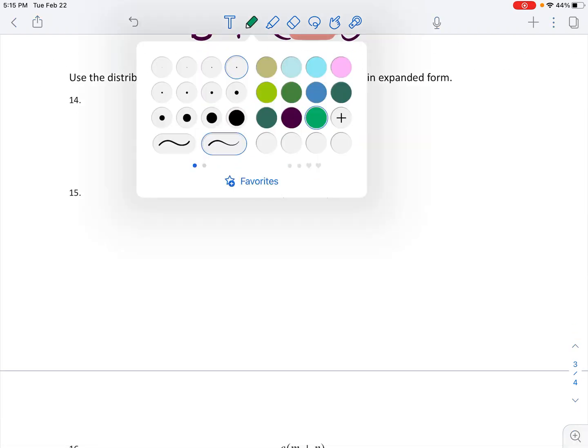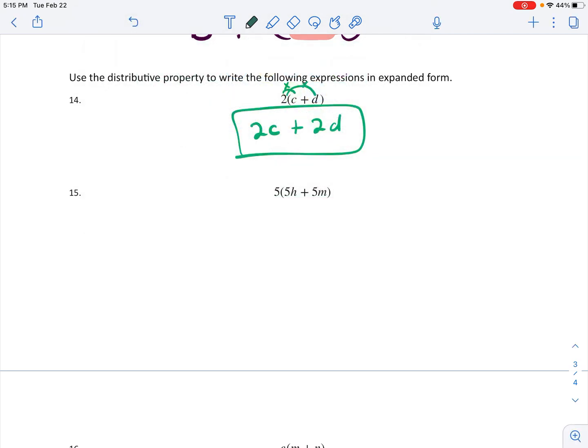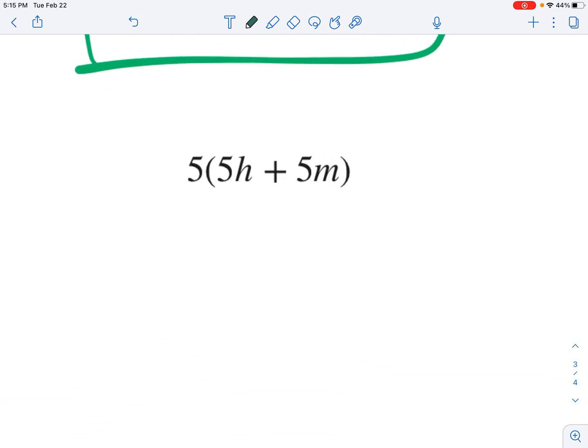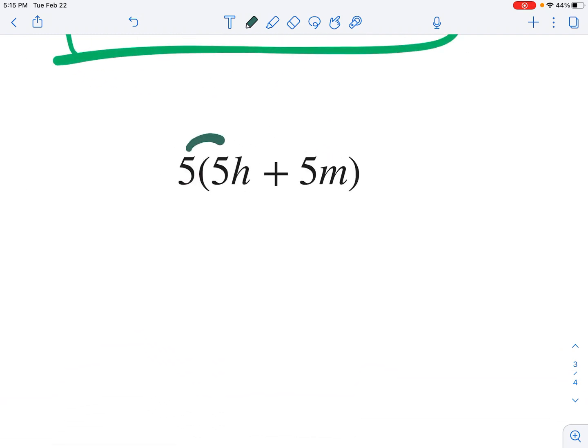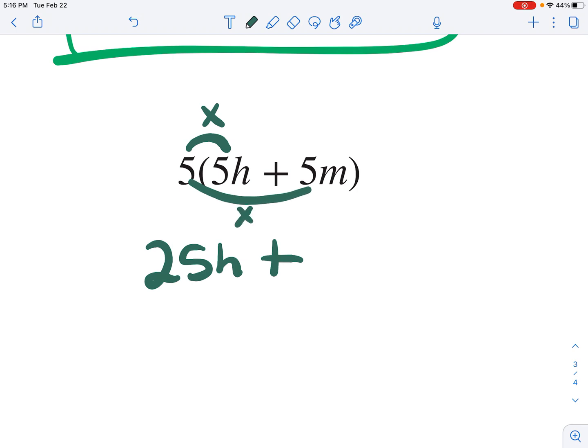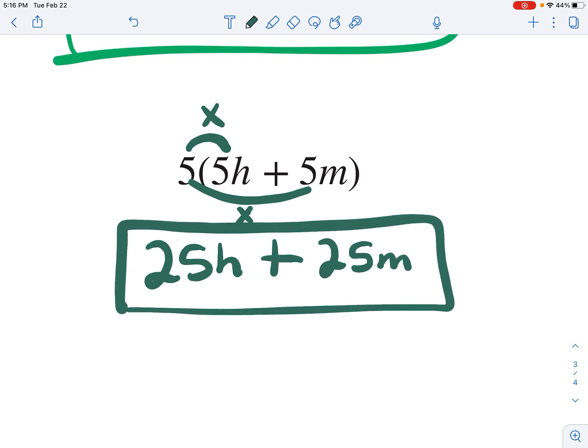Number 15. We have 5 outside of the parentheses, and inside of the parentheses we have 5h plus 5m. So I need to multiply 5 times 5h, which gives us 25h, plus 5 times 5m, which gives us 25m. And 25h plus 25m is our answer.